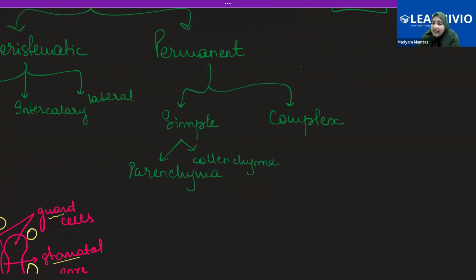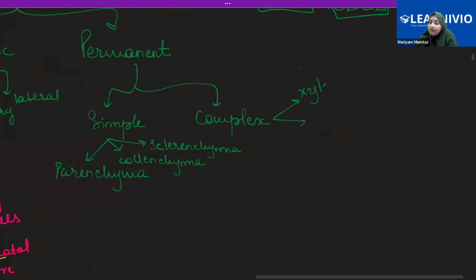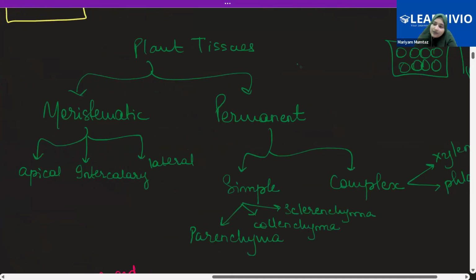And then there is sclerenchyma, which is dead. Dead doesn't mean that it is not useful. It is useful only in supporting and all of that. So that is the three. And the complex permanent tissue, there are two types: xylem and phloem, which are collectively called your conducting tissues. These are the vascular tissues. Clear? The basic plant tissue types is clear to everyone?